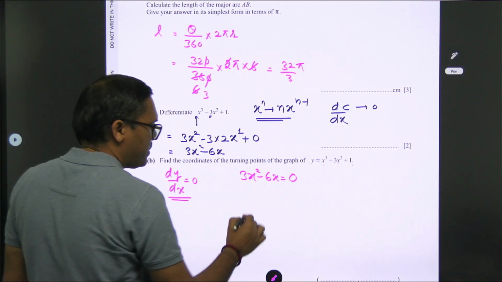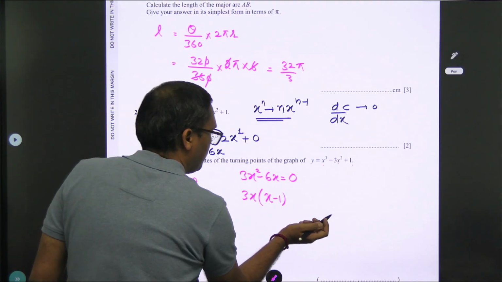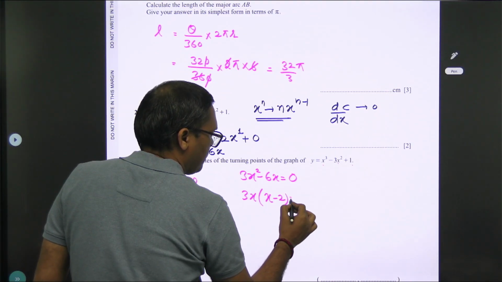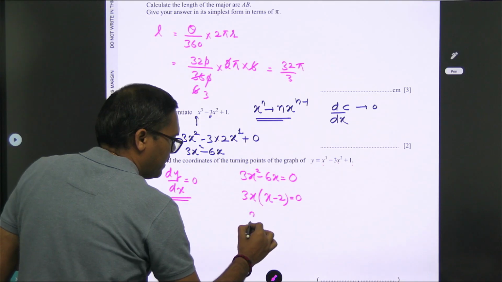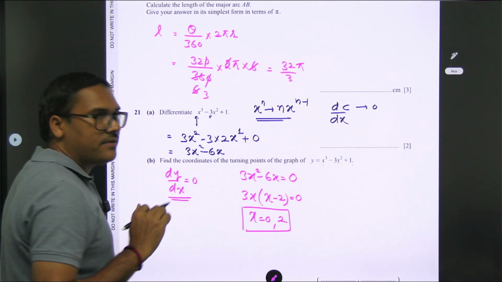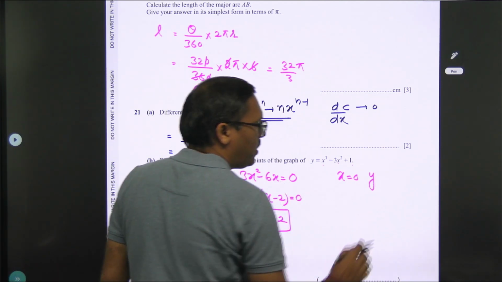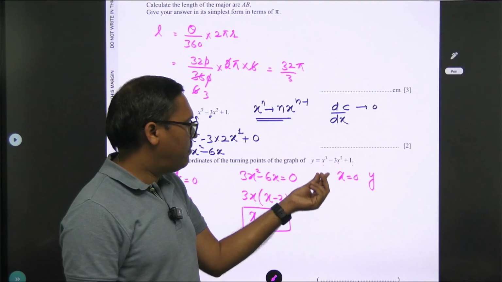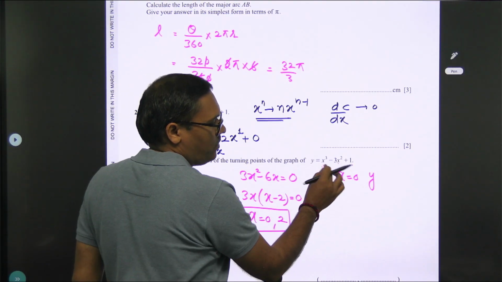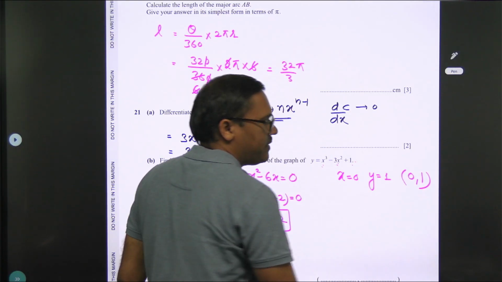So if I solve this equation, you can see we can easily factorize. 3x is common. This is x minus 2 equal to 0. So what is this? x equal to 0 or x equal to 2. Now you write the coordinate. So if x is equal to 0, how will you get the y coordinate? This is the equation of the curve. Put x is equal to 0. You can see 0, 0, 1. So what will be the value? 1. So what is the coordinate? 0, comma 1.